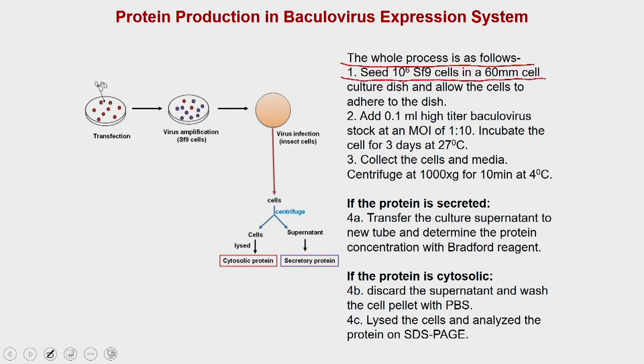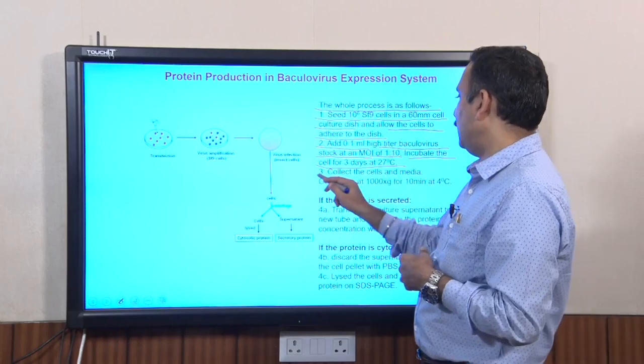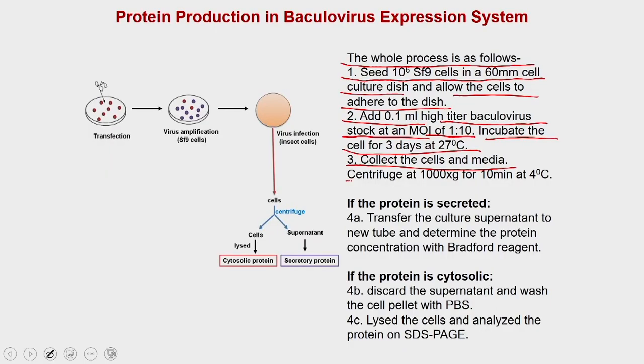You seed 10 to the power 6 SF9 cells in a 60 mm cell culture dish and allow the cells to adhere to the dishes. Now add 0.1 ml high-titer baculovirus stock at an MOI of 1 to 10. Now incubate the cells for 3 days at 27 degrees Celsius so that the virus can infect the insect cells and it can propagate within the insect cells. Now collect the cells and media, and centrifuge at 1000 g for 10 minutes at 4 degrees.